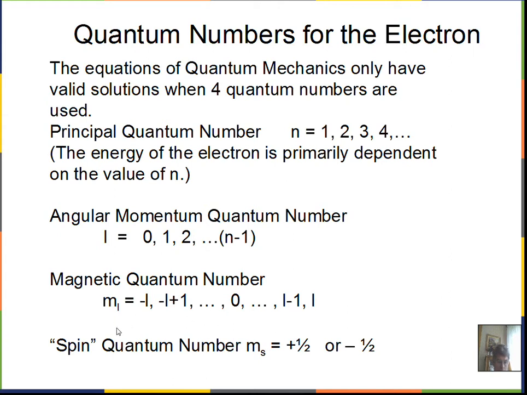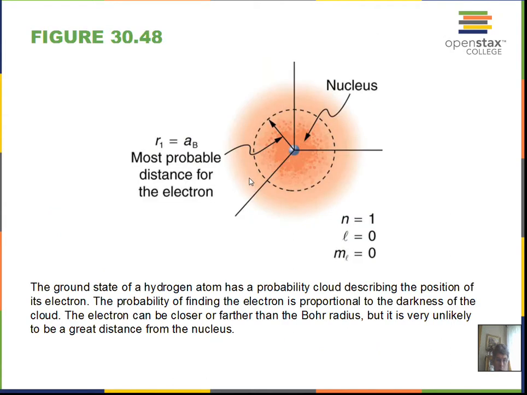Then the spin, quote-unquote, quantum number for the electron, m sub s, S standing for spin, is plus a half or minus a half. These are the 4 quantum numbers that control the energy of the electron and the probability of the electron being in a certain location.